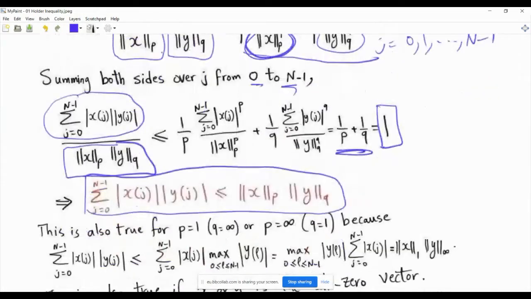So if you sum the product of magnitudes of these two vectors x and y, you get something that is always upper bounded by the LP norm of vector x times the LQ norm of vector y, where 1 over p plus 1 over q is equal to 1. And you can show that this expression is true even if one of the vectors is the all-zero vector.